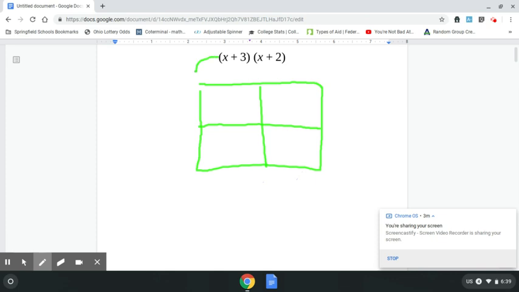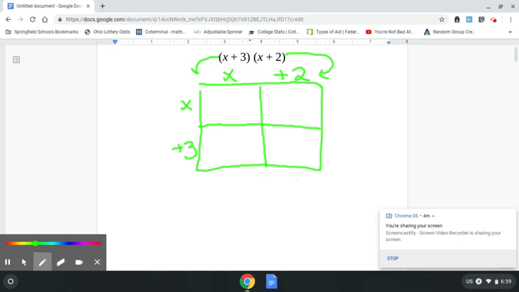So I'm going to take this one and put it here. I'm going to put x and positive 3 here. And I'm going to take this one and put it here. I'm going to put x and positive 2 here. So now you can see where things kind of line up. You have to fill the inside of the grid with the products of each of those terms. So I know that x times x is x squared. I know that positive 3 times x is 3x. I know that x times 2 is 2x.